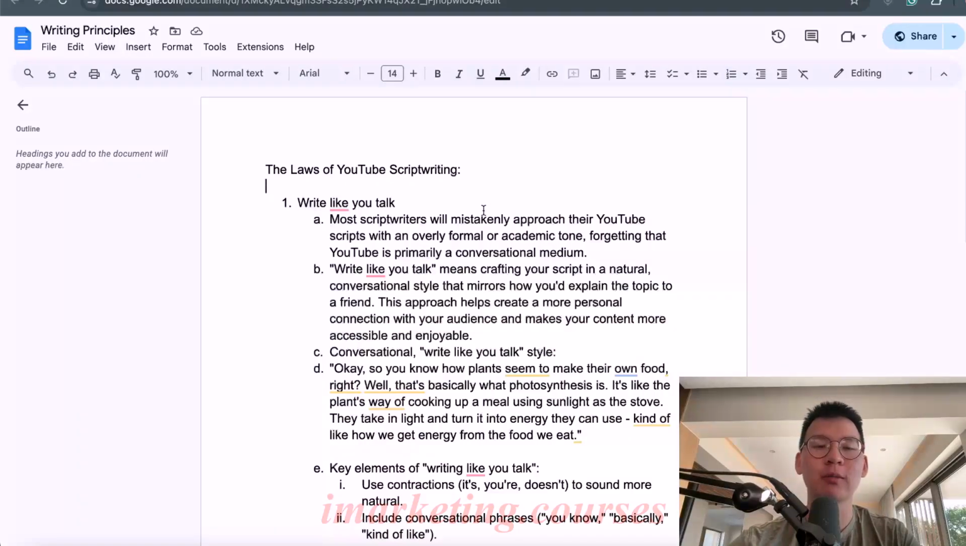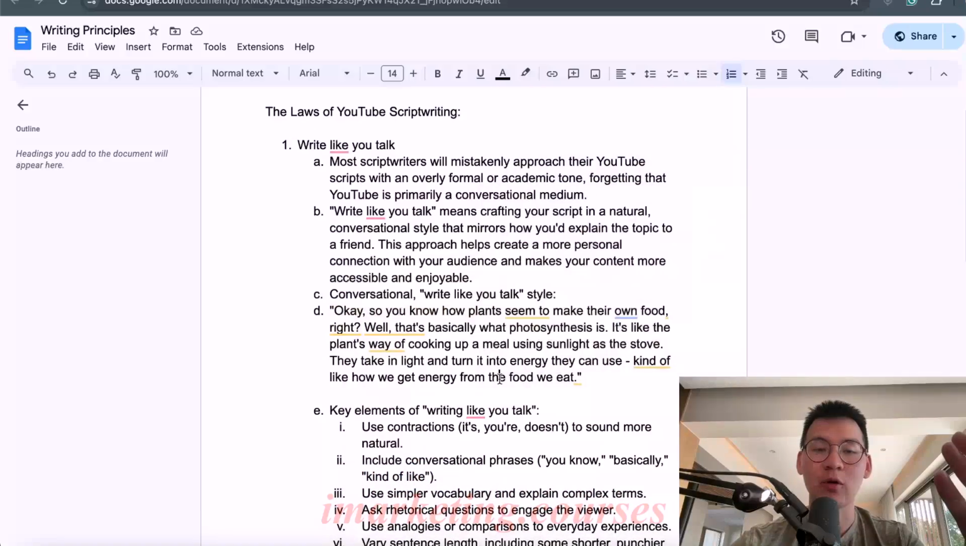So the laws of YouTube script writing. Number one is to write like you talk. This is the most important law of them all. You need to know how to write like you talk, because most script writers will mistakenly approach their YouTube scripts with an overly formal or academic tone, right? They'll think it's like writing an essay, forgetting that YouTube is primarily a conversational medium. Write like you talk means you need to craft your script in a natural and conversational way that mirrors how you'd explain a topic to a friend. This approach helps create a more personal connection with your audience and makes your content more accessible and enjoyable, right? So you need to write like you talk.